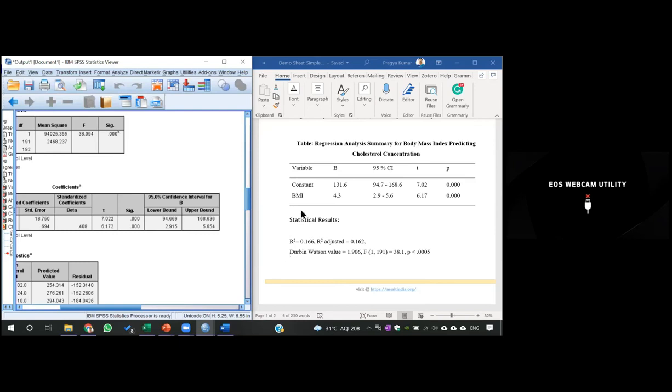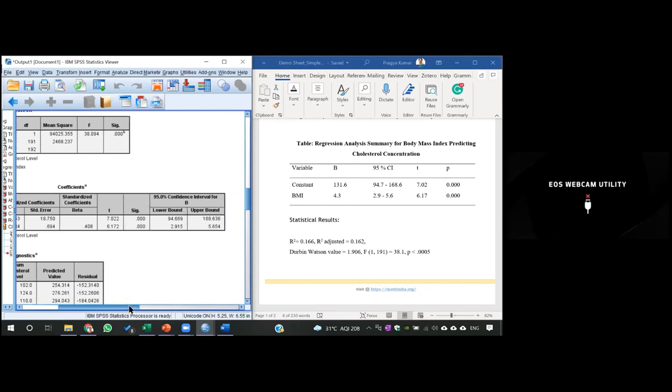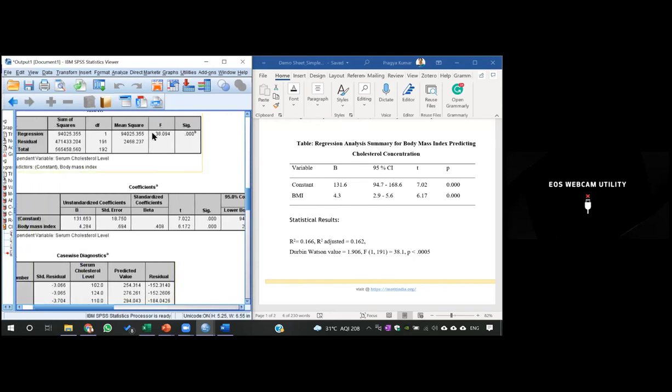And here you can write the R square, adjusted R square, Durbin-Watson we have given, and this F is giving you the model summary, whether your model is significant or not. Here I have included this F value. In the bracket, I have written the 2 degrees of freedom, 1 and 191, and I have written this P value. Okay.